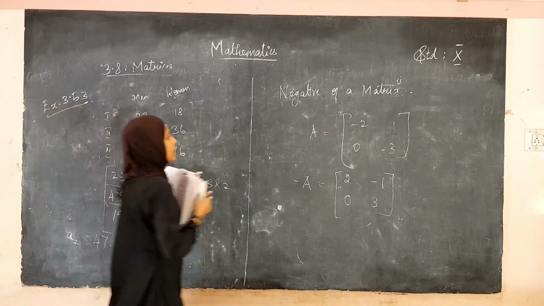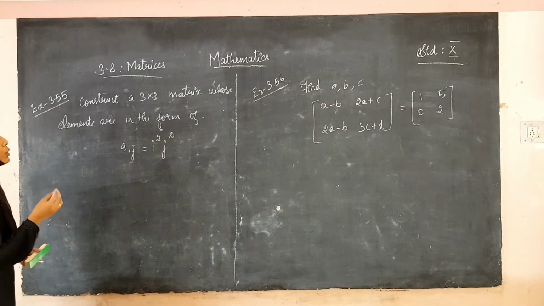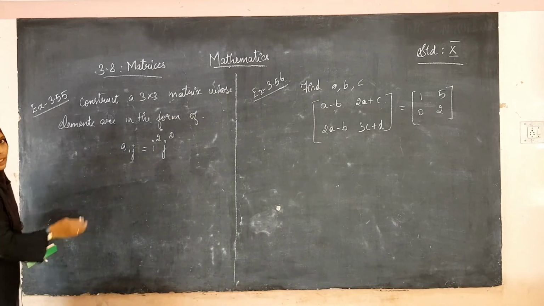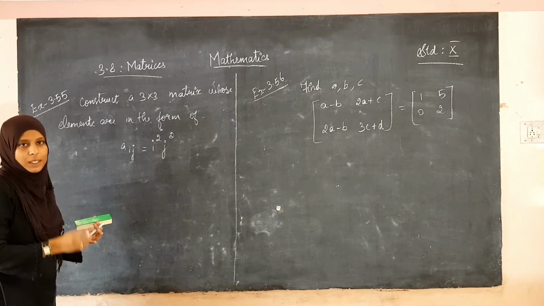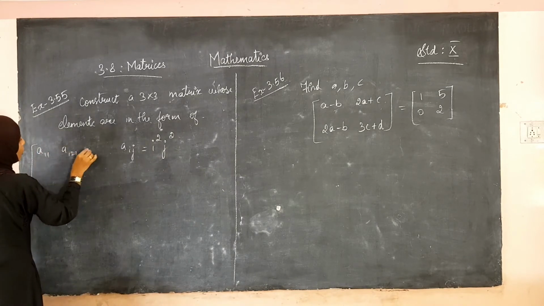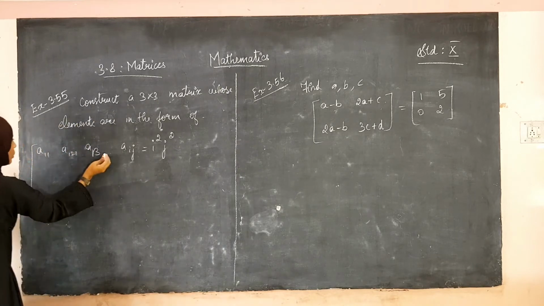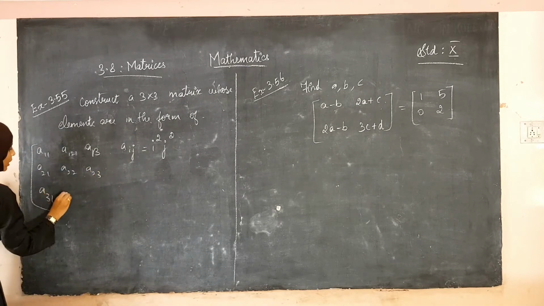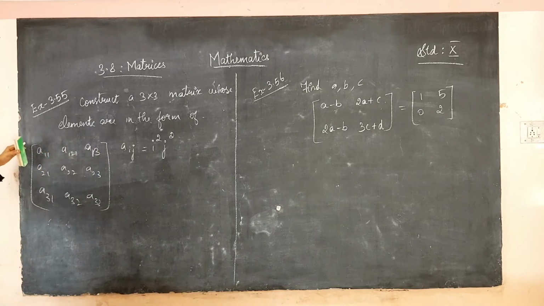Okay. The next sum is example 3.55. The question they have given is, construct a 3 cross 3 matrix whose elements are in the form Aij is equal to i square j square. We are going to construct the matrix. It must have 3 rows and 3 columns, so the matrix elements will be A11, A12, A13. We have to stop there because it must have only 3 columns. Likewise A21, A22, A23 and A31, A32 and A33.